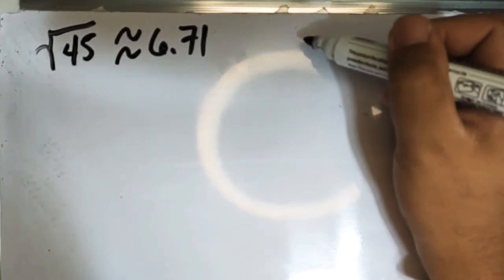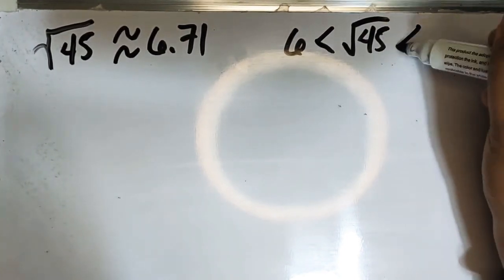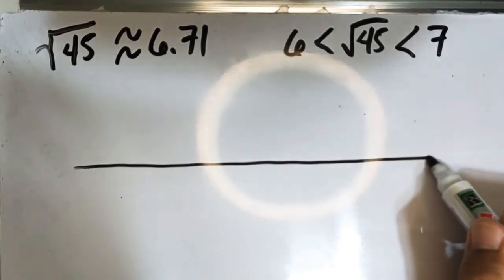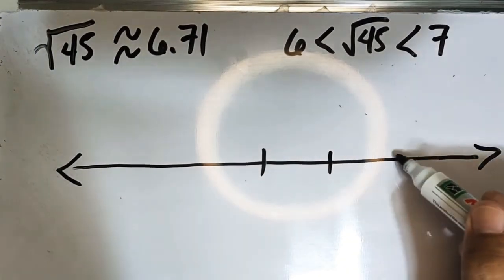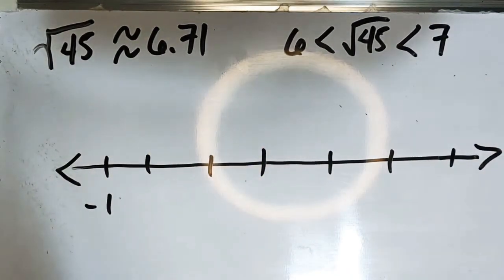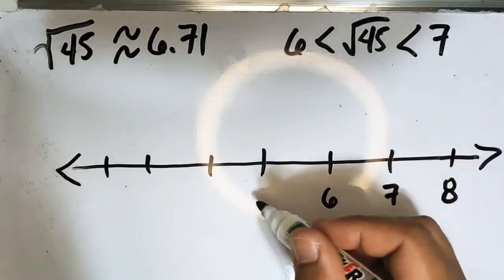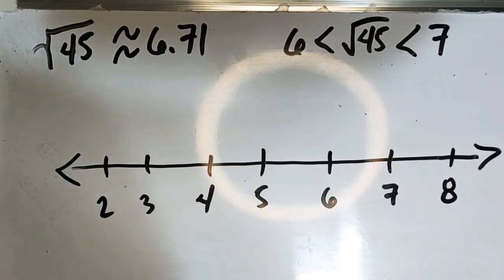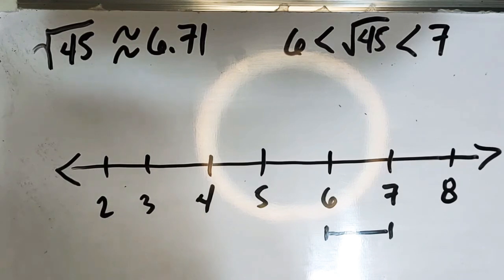Okay? At ang square root ng 45 ay nasa pagitan ng 6 at 7. Okay? So, ngayon gagawa tayo ng number line. Ayan. So, this is our number line and let's put some numbers. Let's say this is negative 1. Let's say this is 8, 7, 6, 5, 4, 3, 2. Ayan. So, ang square root ng 45 ay nandito, sa pagitan ng 6 and 7.